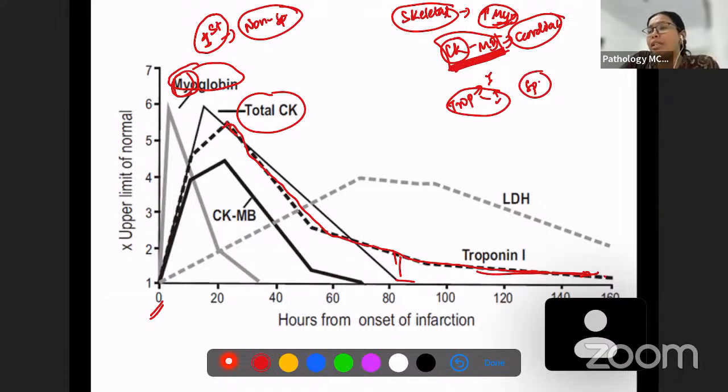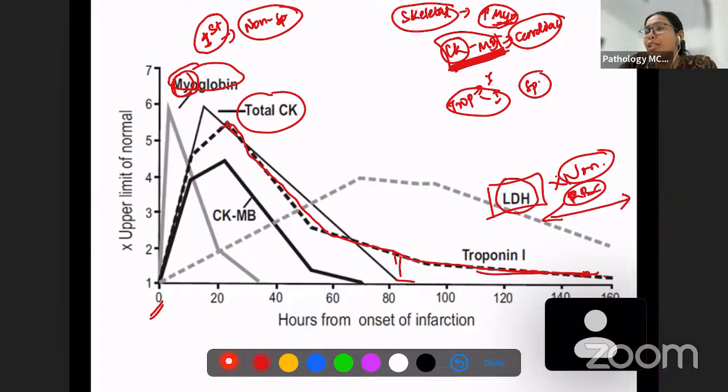And then we have LDH. If somebody asks you which marker stays in the serum for the longest period, then that is LDH. But is LDH specific? No, LDH is very non-specific. Why? Because LDH can be seen in various tissues, even in the red blood cells. So there are many types of LDH in various tissues. It's not at all specific for the cardiac tissue. But still, LDH stays in the serum for a very long time after a myocardial infarction. So in that way, LDH can be useful.